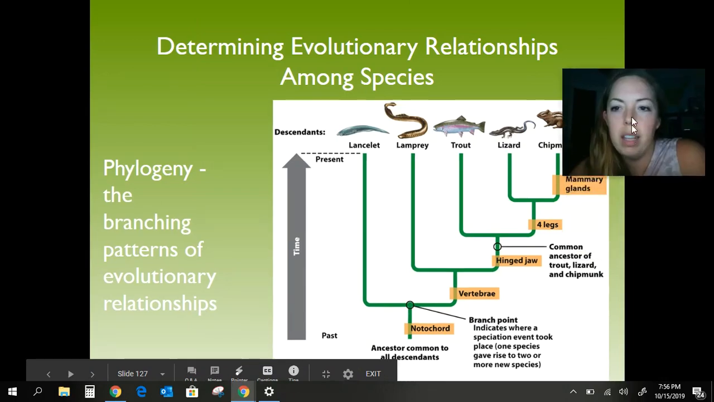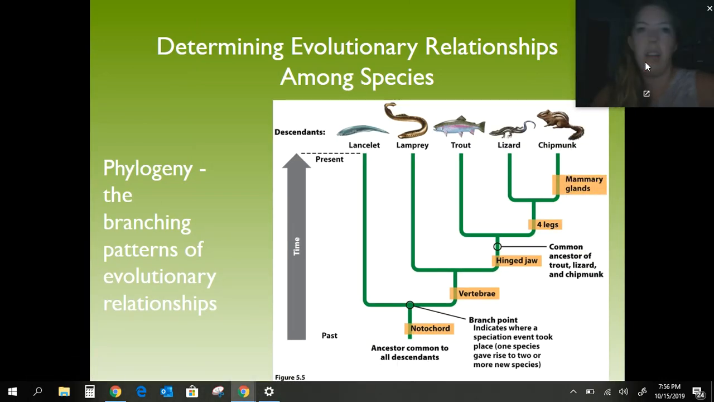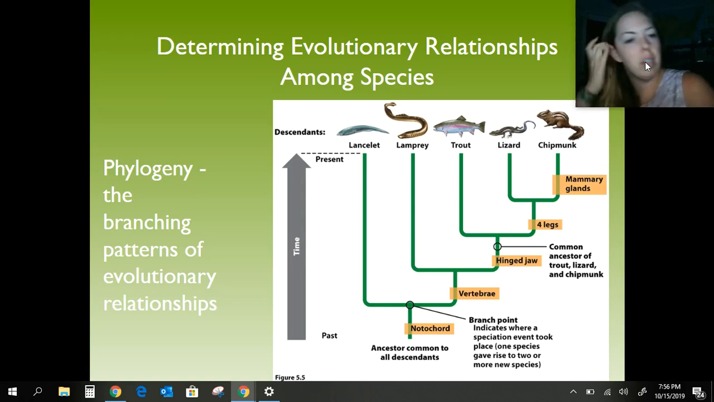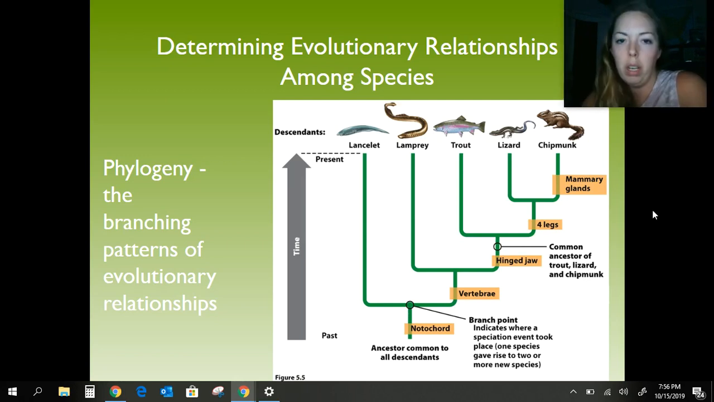Let's talk about evolution. You guys have seen these before, probably not since biology, but this is what we call a phylogenetic tree or a cladogram. This is how we determine evolutionary relationships among species. Scientists are able to take species and organize them into categories based on how closely related they are to each other. We call that phylogeny, the branching patterns of evolutionary relationships. We can describe phylogeny with a diagram like this one here.